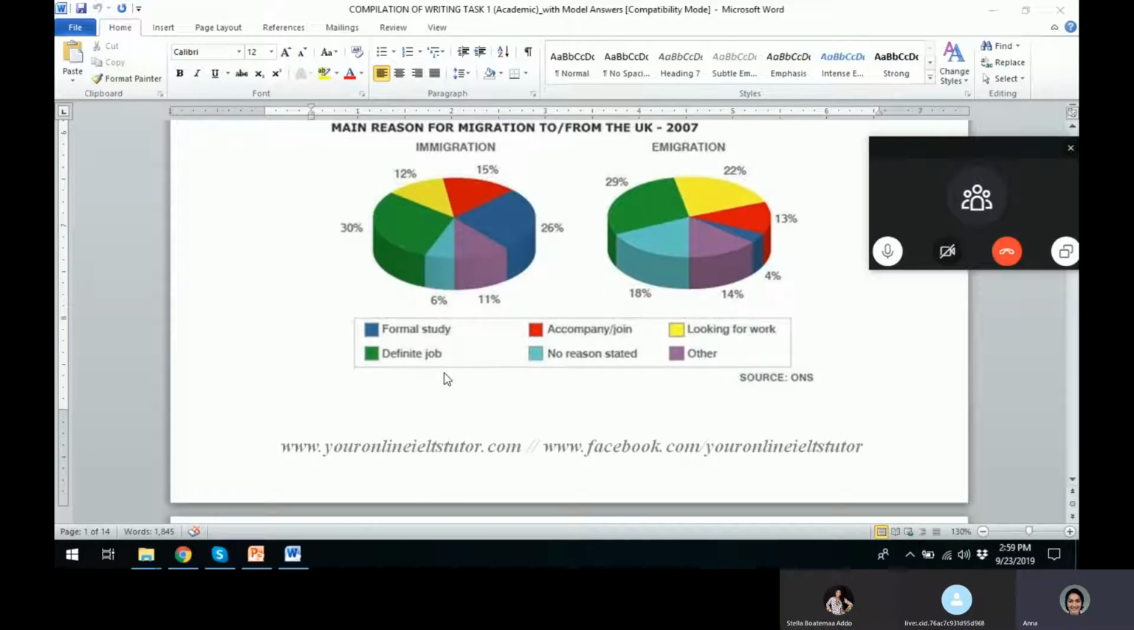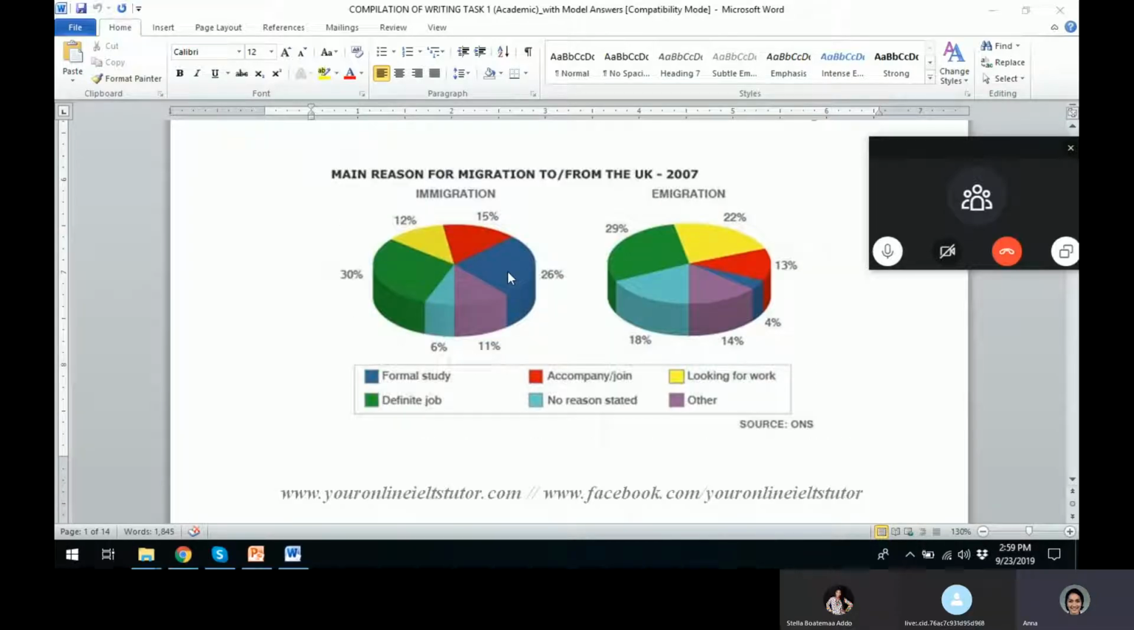Now, let's take a look at the main reasons. So these are the proportions for going into the UK, for immigrating to the UK. All right.